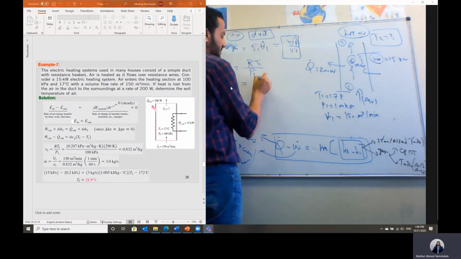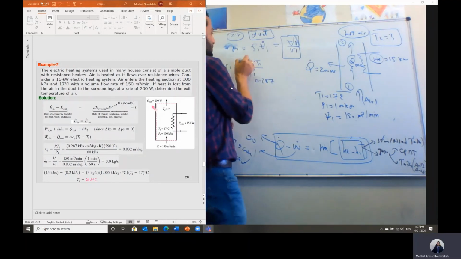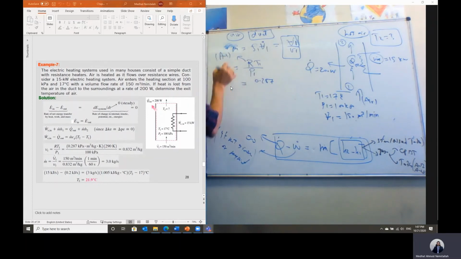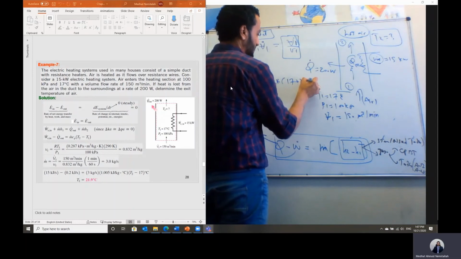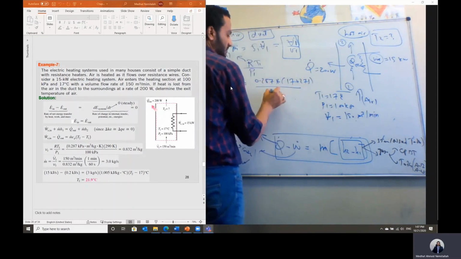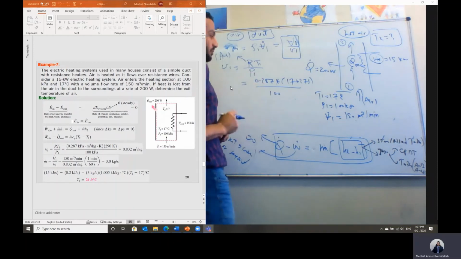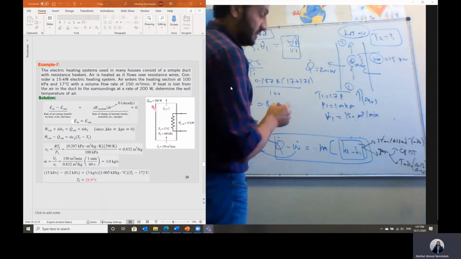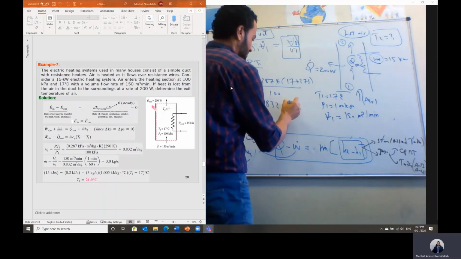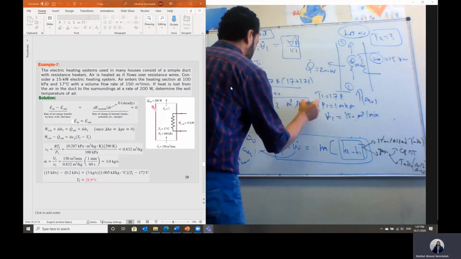Type R from the table for air. I think you remember this value, 0.287, or you can just get it from table A1. Multiplied by T1, which is 17 plus 273, divided by P1, which is 100 kilopascal, because R is in kilojoule per kilogram Kelvin. So keep this as 100 kilopascal. You can calculate this. It will equal 0.832 meter cube per kilogram in this case.